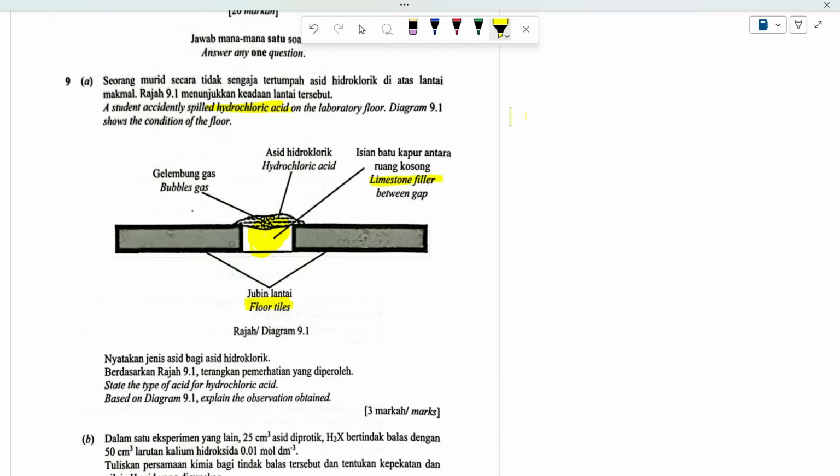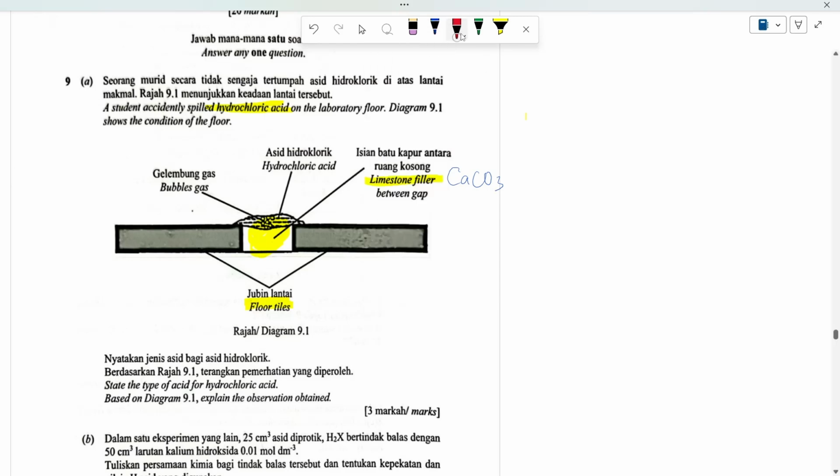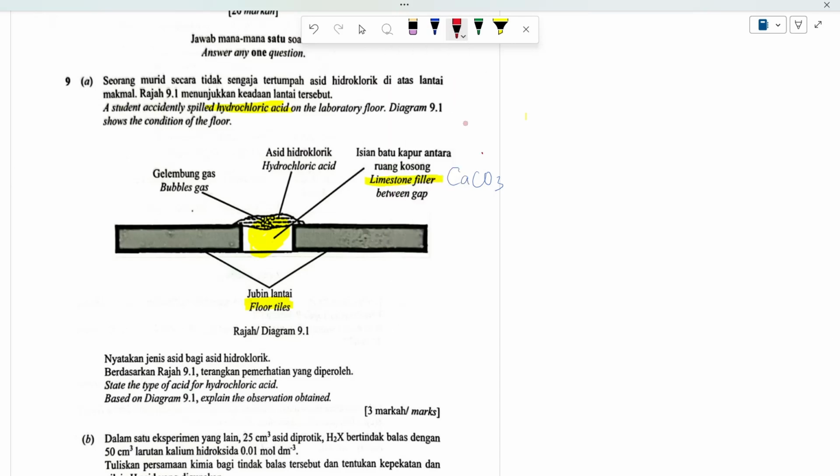Okay, so class, what is limestone? What is the limestone, class? Calcium carbonate, yes, calcium carbonate. So you can record down, this is calcium carbonate.